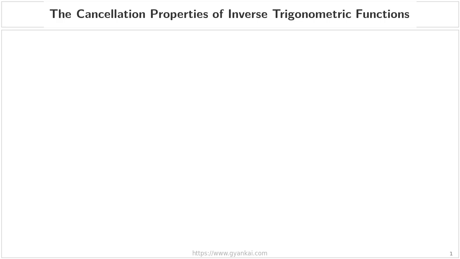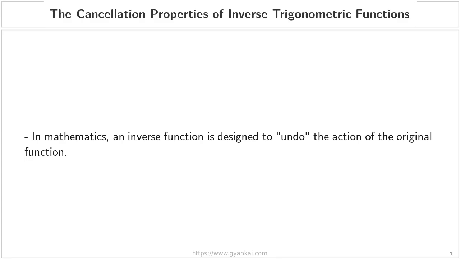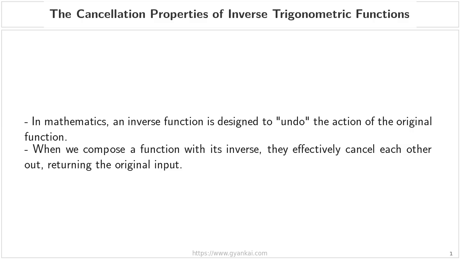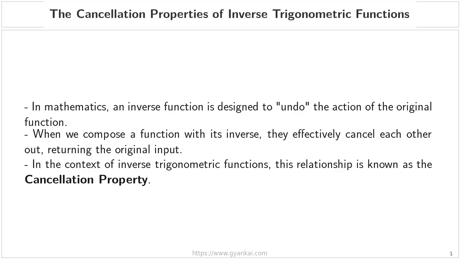Hello everyone. Today, we are going to explore the cancellation properties of inverse trigonometric functions. To begin, let's establish a fundamental concept. In mathematics, an inverse function is essentially designed to undo the action of the original function. When we compose a function with its inverse, meaning we apply one immediately after the other, they effectively cancel each other out, which returns us to our original input value. In the specific context of inverse trigonometric functions, this mathematical relationship is known as the cancellation property.